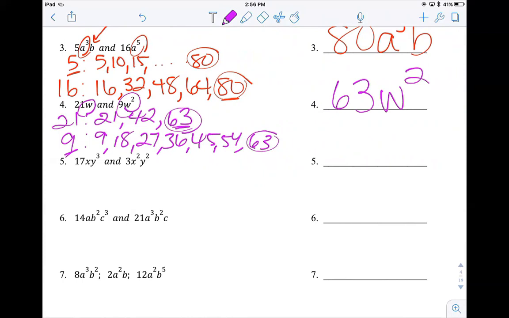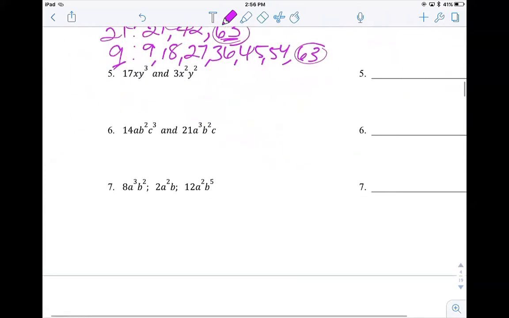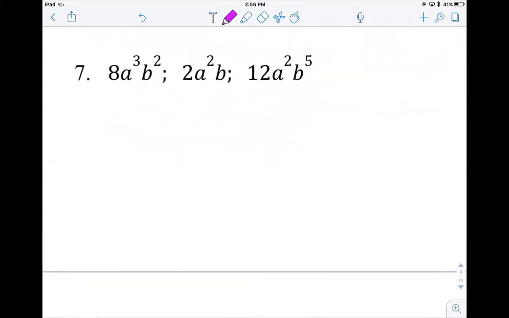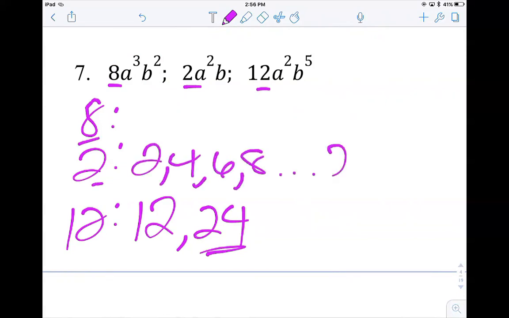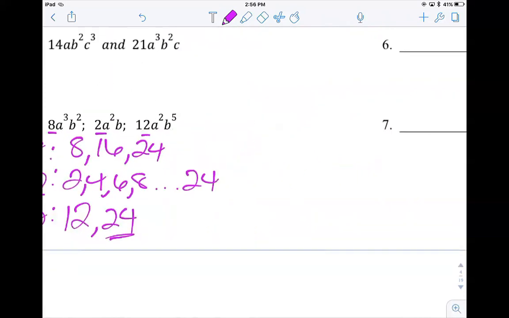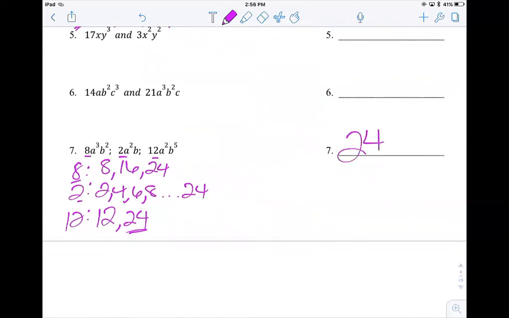Okay, so we're going to jump down to number 7. So we have 3 terms this time: 8, 2, and 12. So we're going to look at all of their times tables. And I'm going to start with the 12 first, just because that is the largest. And I know 24, 8 can be divided into 24, and so can 2. So I'm going to stop there. You know, if you wanted to, you could work out all your numbers, but 24 is going to be there. 8, 16, 24. So they all have a 24 as a multiple.